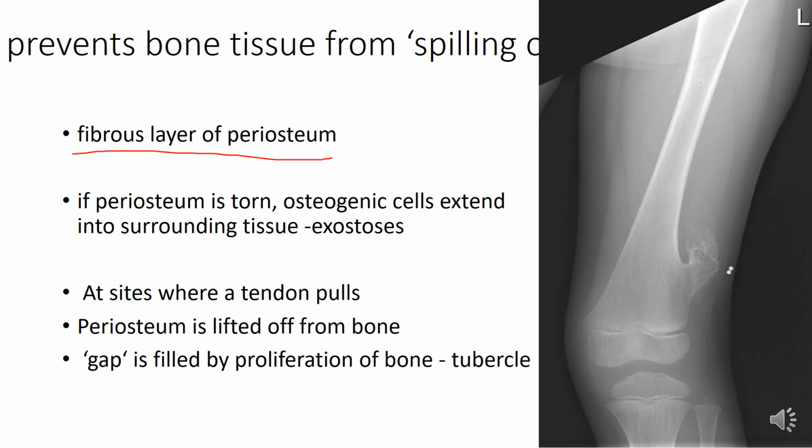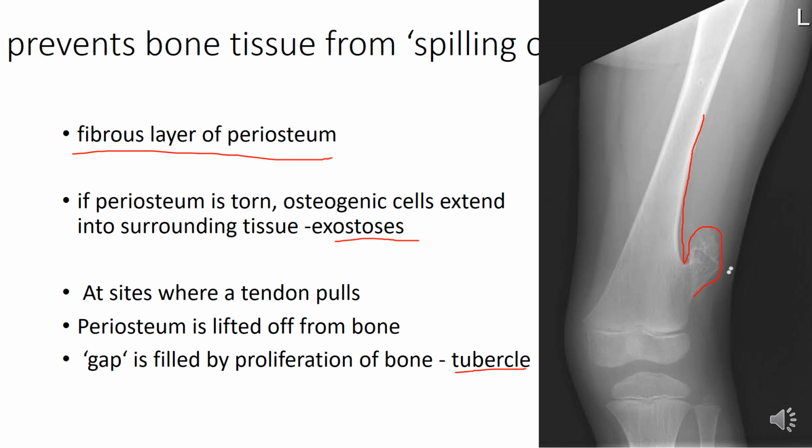If periosteum is torn, as you can see here the periosteum is continuous, but here a tear has happened in the periosteum and the osteogenic cells have spilled out, leading to bone formation in the surrounding tissue, that is exostosis. And also this is presented as a theory for the formation of tubercles, greater tubercle, lesser tubercle, and for the formation of tubercles over the bone.